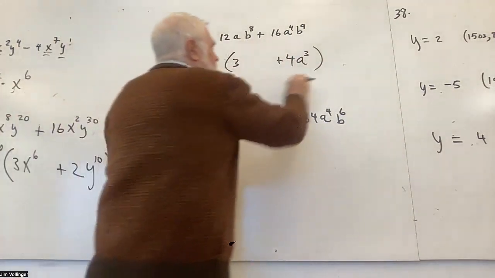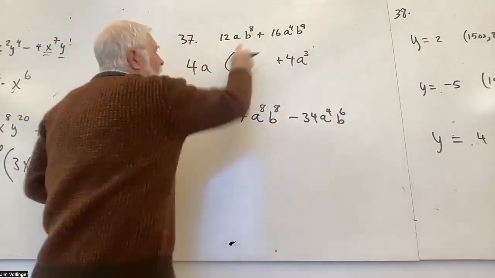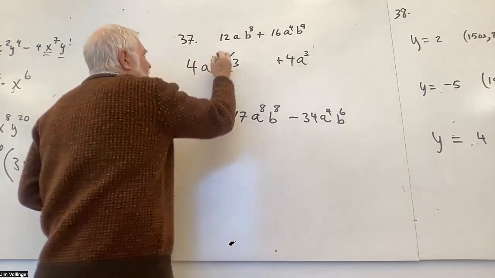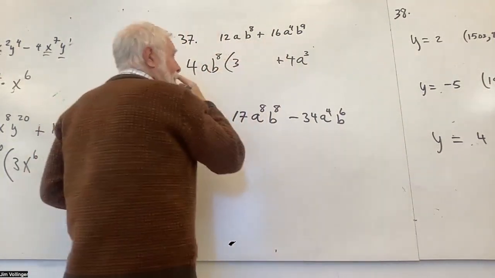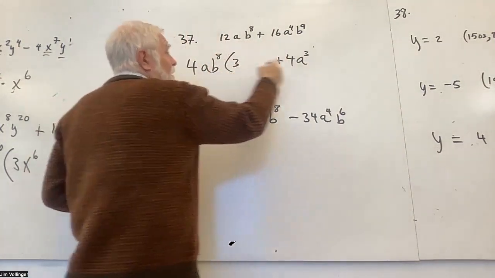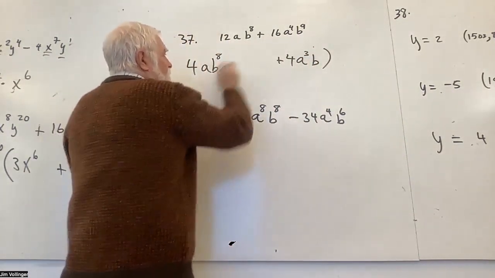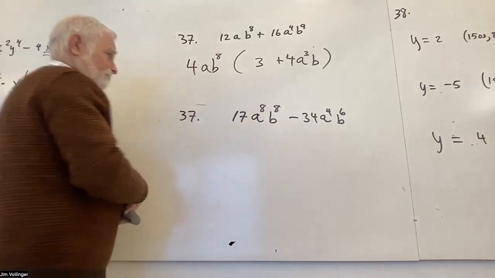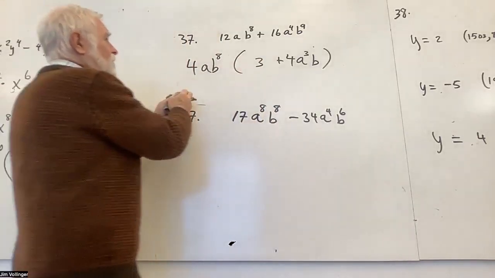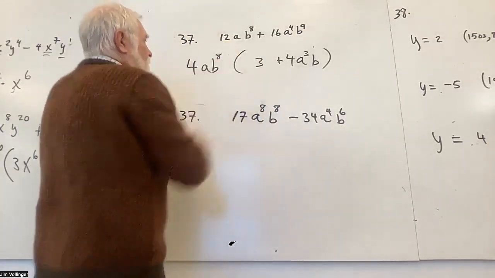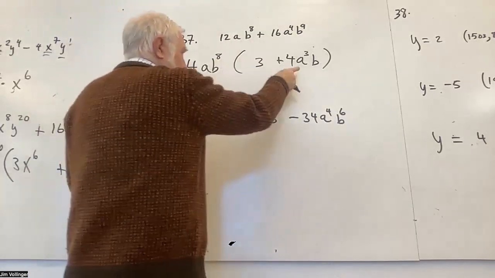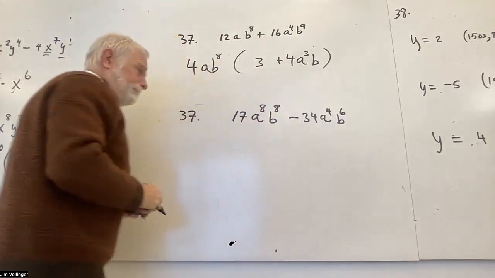I shouldn't have put that there yet because I didn't look at the B's. 8 and 9, I think 8 is common. So therefore, this one's set. This one needs another B. So let's put this a little bit more like that. And hopefully you can see if you multiply this times that, you get that. If you multiply this times that, you get that.